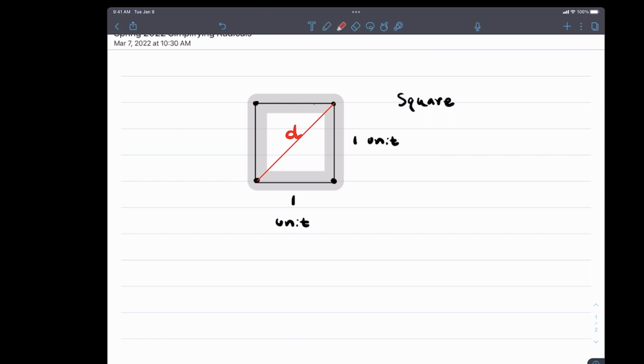See that D for diagonal distance? Can I ask you guys this question? What's the length of that distance? What is the measure of D? How far is that? How do you guys think? How far? What would that be? Like this measures 1 unit, right? This is 1. And then this is 1. So in red, what's that distance? How long is that? That's the question. Do you guys know what I mean? How long is that?